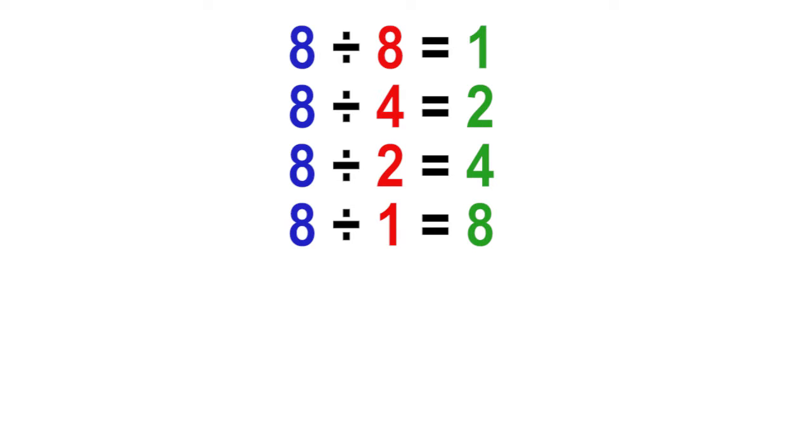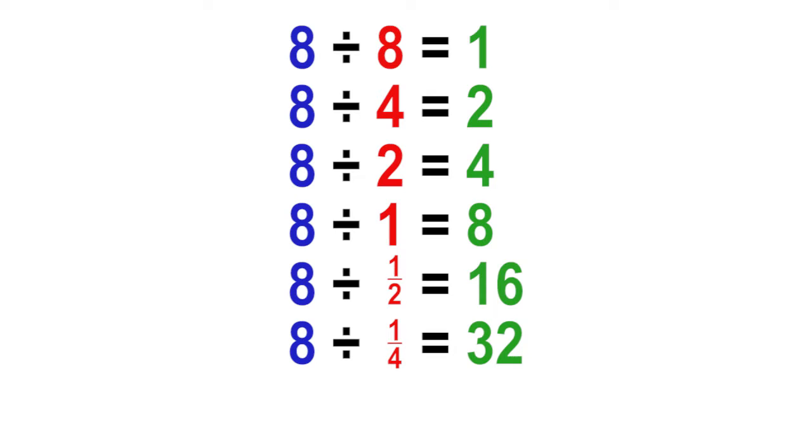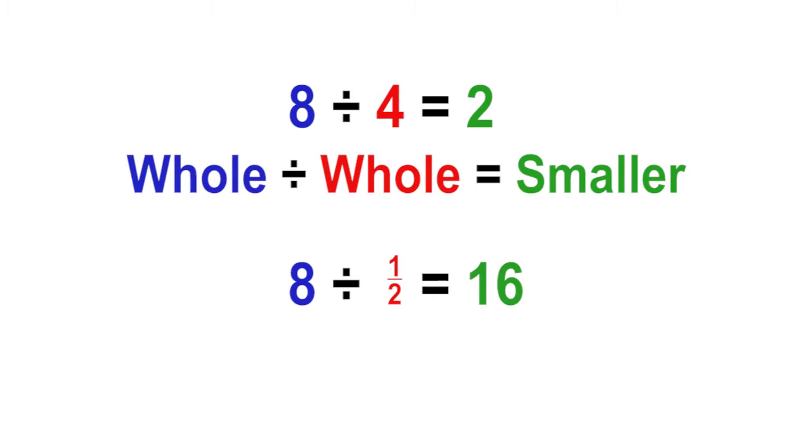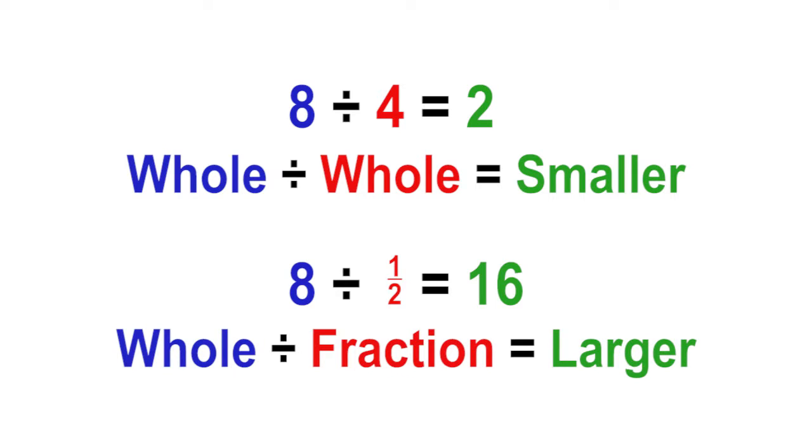Now let's do the fractions. 8 divided by 1/2 equals 16. 8 divided by 1/4 equals 32. 8 divided by 1/8 equals 64. Notice how the quotients get larger each time as the divisors get smaller. When the divisor in red is a whole number, the quotient in green gets smaller. But when the divisor is a fraction, the quotient gets larger.